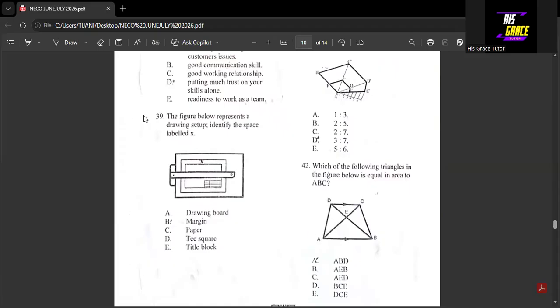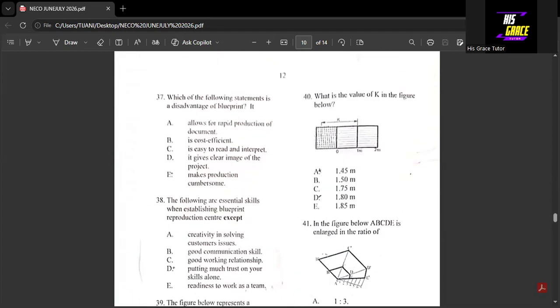Question 39 says that the figure below represents a drawing setup. Identify the space labeled X. The space labeled X is a margin, or the border lines. This is the edge of the paper, and this is the border line. The space between the edge of the paper and the border line is a margin. So for question 39, option B is the answer.